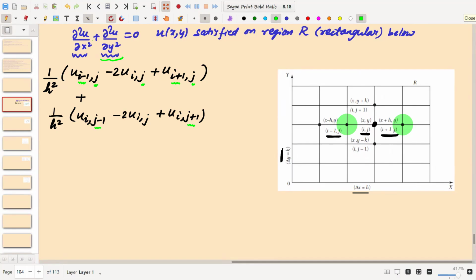Now I will set this equal to 0. Fine. Now I am asking you the question: can we make u(i,j) the subject? What do I mean by that? Can you write u(i,j) equal to something? You have u(i,j) here. Take it on the left side, keep all the other terms on the right-hand side, and tell me the expression you are getting.